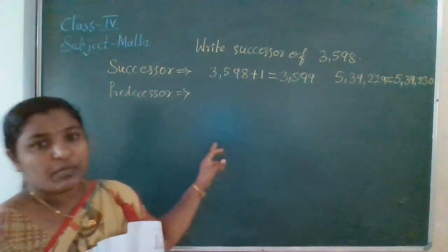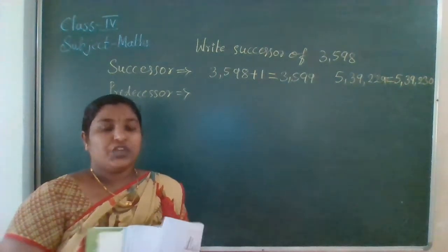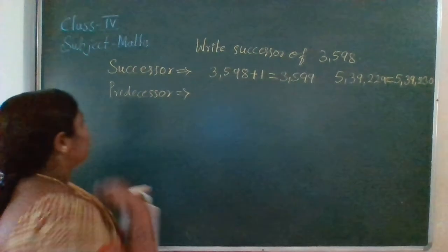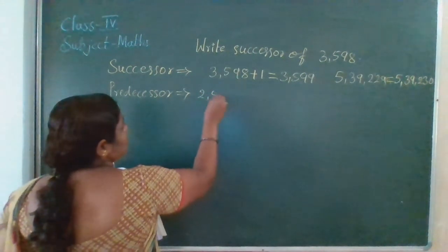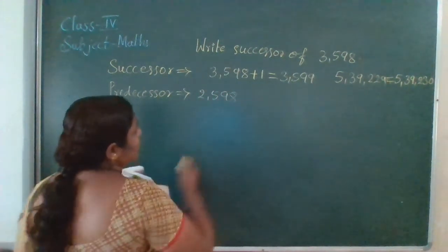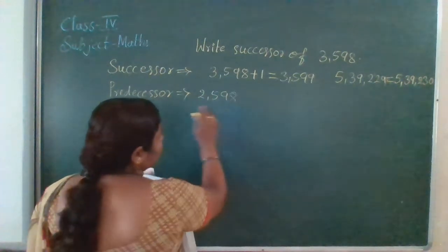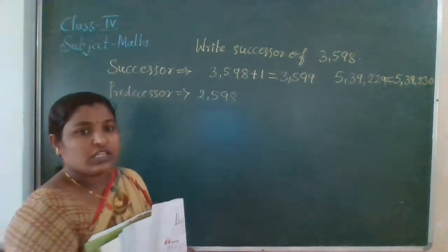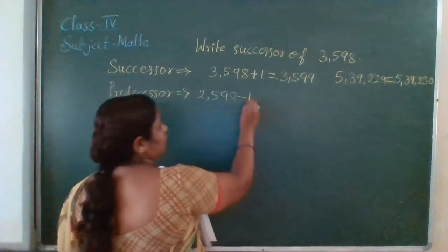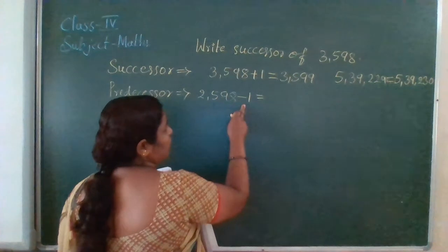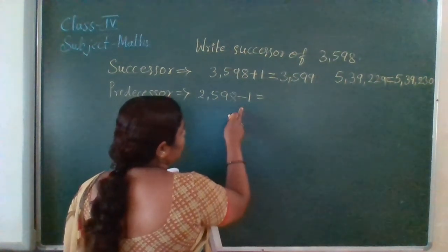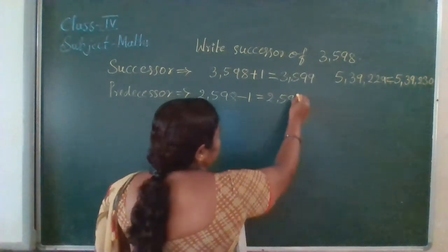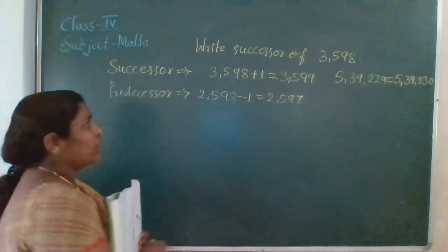Predecessor is nothing but the number just before the given number. What is the before number? See, suppose 2598 is there. Before this number what will come? That is the predecessor. How can we identify this? By subtracting 1. If we subtract 1 from the given number, we will get the predecessor.